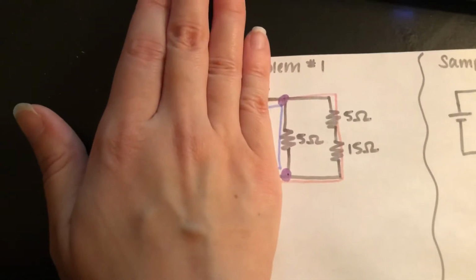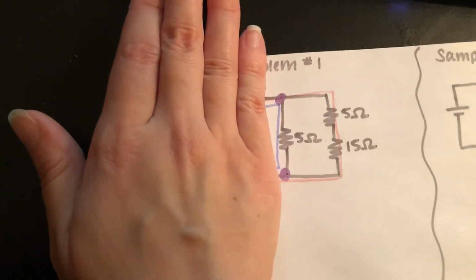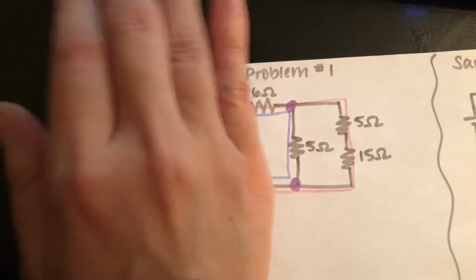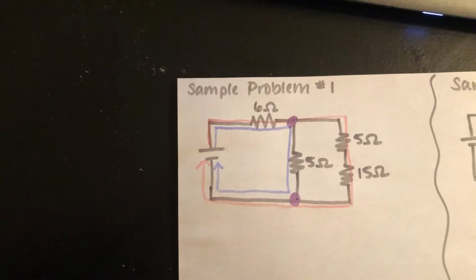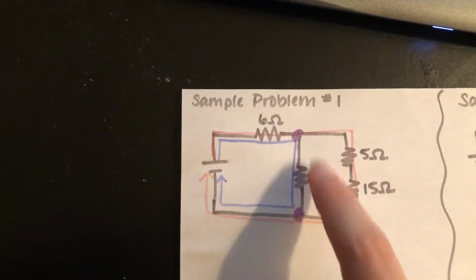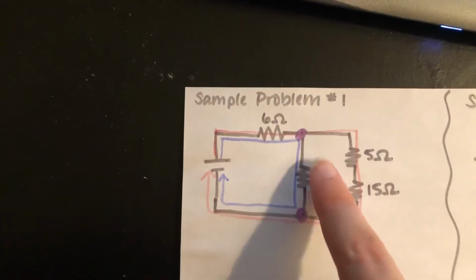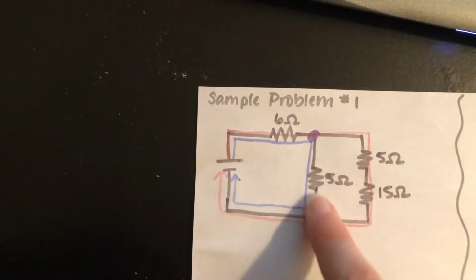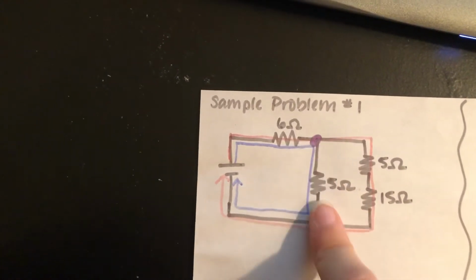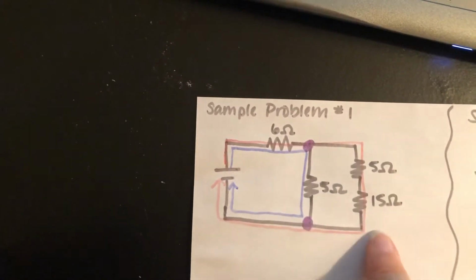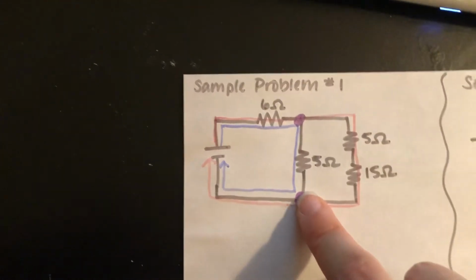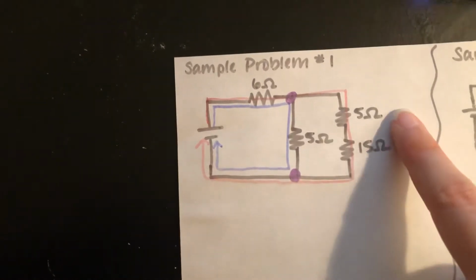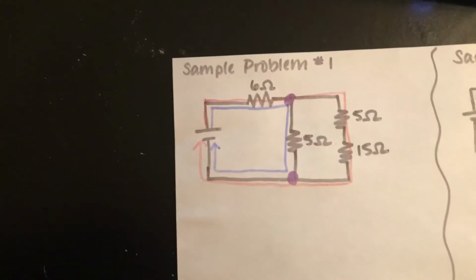So I've got 2 parallel pathways that I would like to condense down, but before I can do that, I need to make sure that each pathway only has one resistor on it between these 2 junctions, between these 2 purple dots. Now, for this pathway, with just the 5 ohm resistor, I'm good. But over here, this other pathway has 2 resistors between the 2 purple dots. I've got a 5 ohm resistor and a 15 ohm resistor.